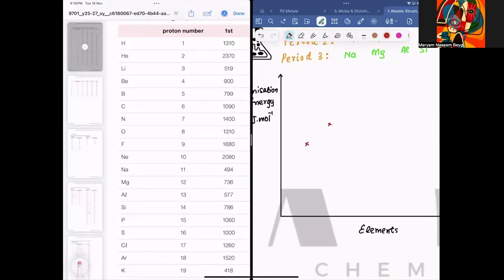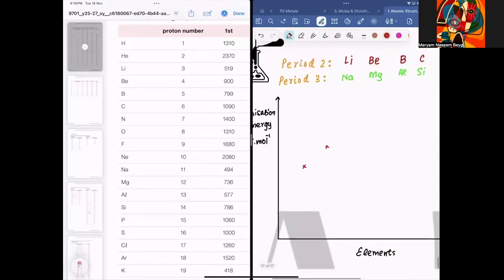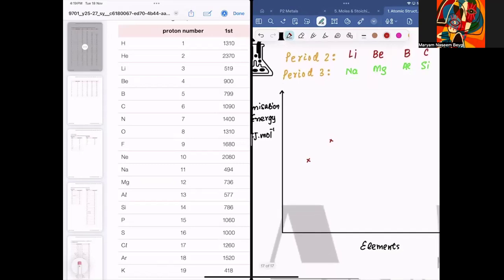Okay. Then the next element, boron, which is the third element, and it's 719. So it gets lower, right? And slightly lower, only a difference of 100. So it is just slightly smaller than the beryllium. Is this clear? Then the next one is carbon.